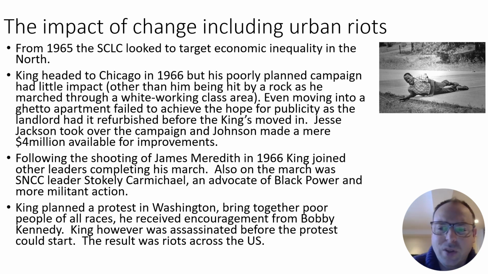Again, we see some plans put forward by King, largely focusing around poverty. So he planned a big protest in Washington, bringing together poor people of all races. He received encouragement from Bobby Kennedy, who was pointing to the idea that the issues of race and poverty should be at the top of the agenda, rather than issues which were on the top of most people's agenda by this point, such as Vietnam.